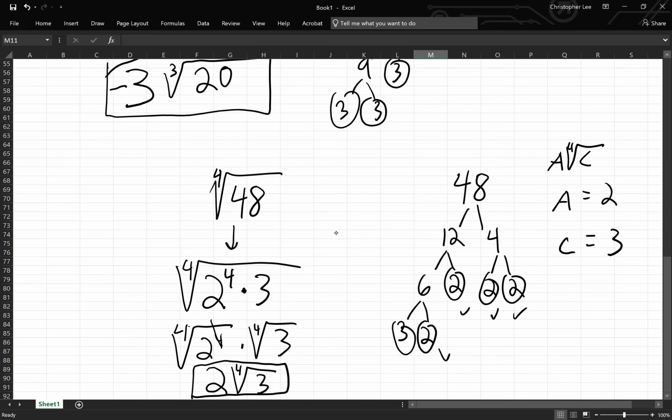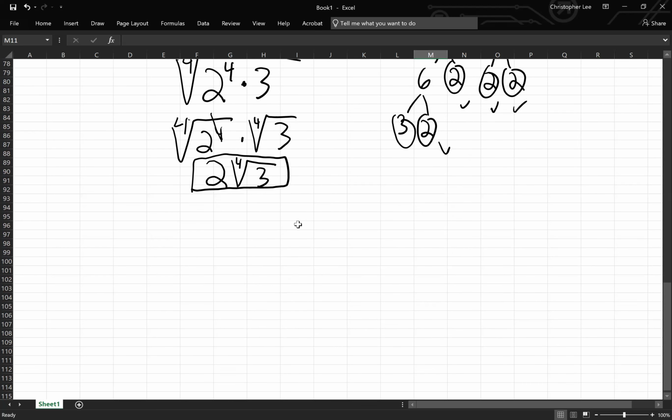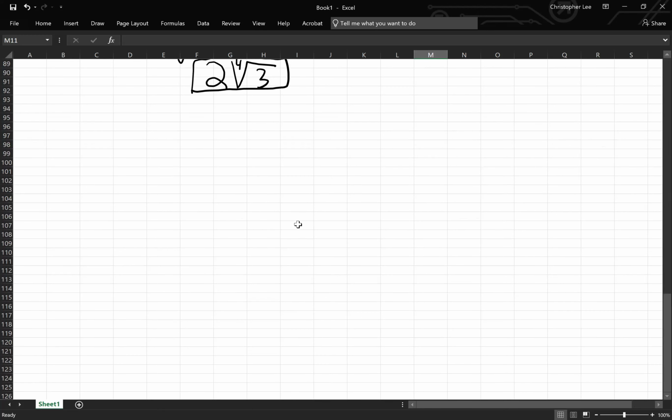Any more? That's it. One more? All right. The trick is just use the prime factorization and then just count out the numbers and you're good to go.